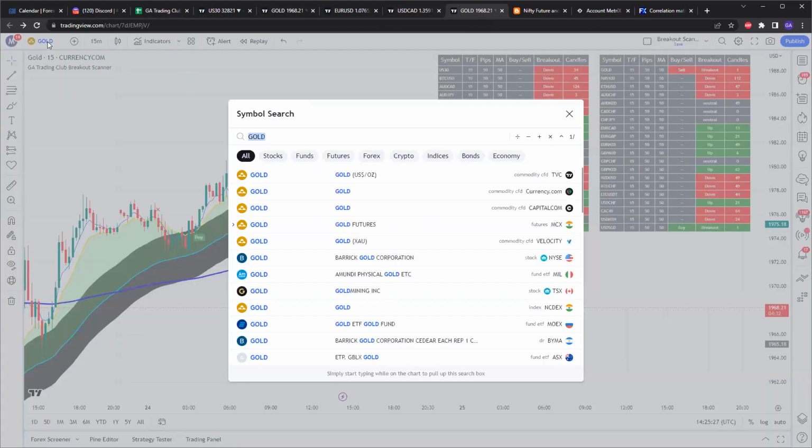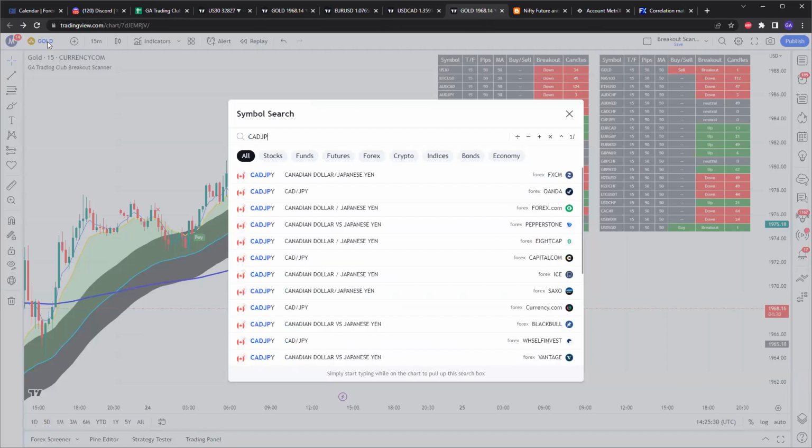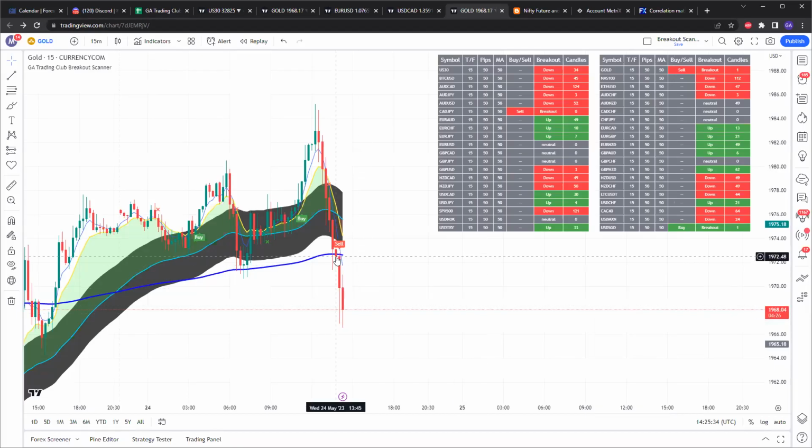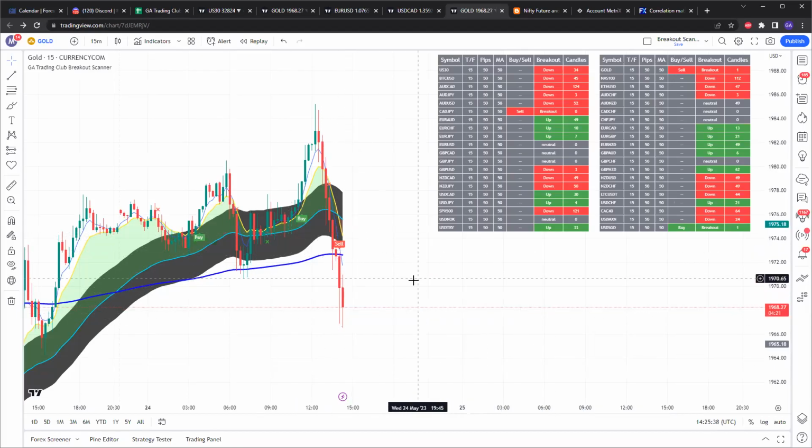All right, CAD JPY, let's see, CAD JPY just popped up as well. So for me, I wouldn't chase this sell on gold on the breakout because I already missed it. So there's nothing to chase here.